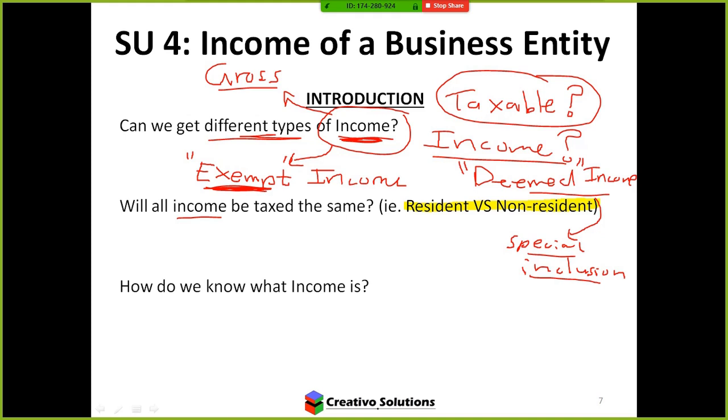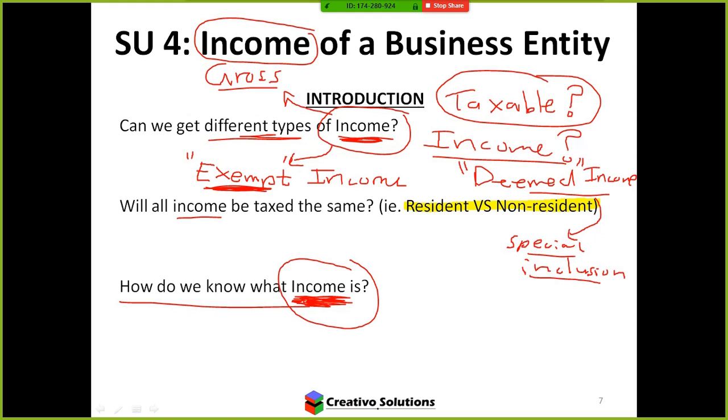So, how do we know what income is? Any idea? What's going to guide us in terms of what is income? Now we've really discussed income in quite some detail and we're posing some questions. So the last question is obviously, well, if I know what income is, how do I actually define it? How do I actually identify it? How do we know what income is? Any idea?